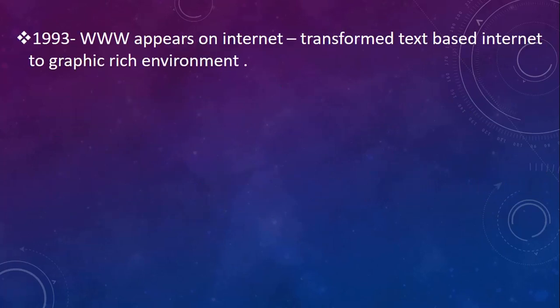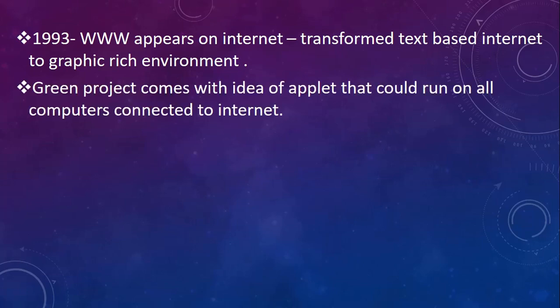In the next year, 1993, what happened was the World Wide Web. It appeared on the internet, and when the WWW appeared, it basically transformed the text-based internet into a graphic-rich environment using Java technology. For that, once WWW appeared on the internet, the Green project team came out with an idea of designing a Java applet that could run on all the computers that are connected to the internet.